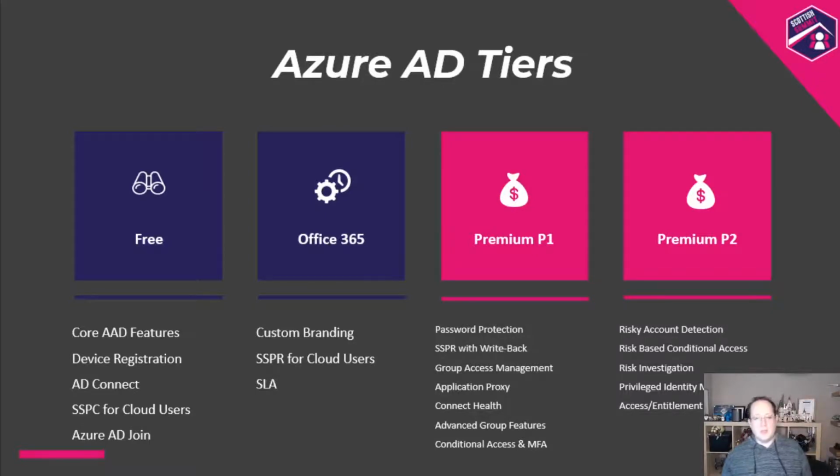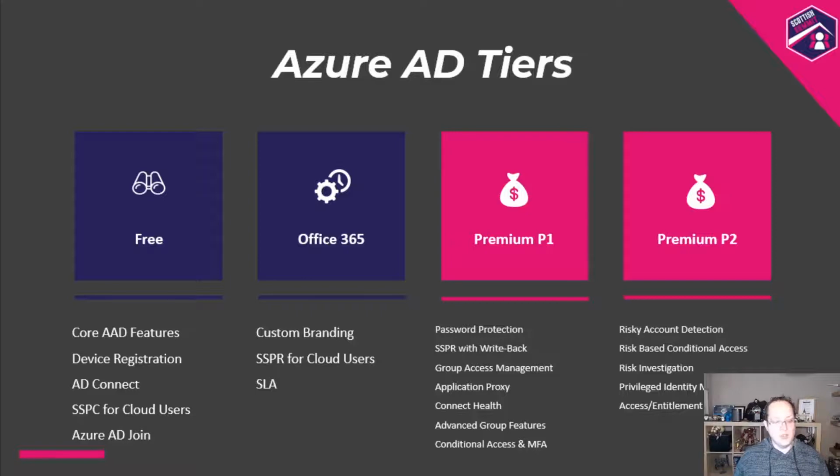You get group access management, and this one is really annoying that it's in the P1 tier, to be honest, in my opinion. So if you want to assign access to Azure AD applications by assigning a group, you have to have the P1 tier. Otherwise, you have to do it individually for each user. I don't really agree with that one, but that's where it is.